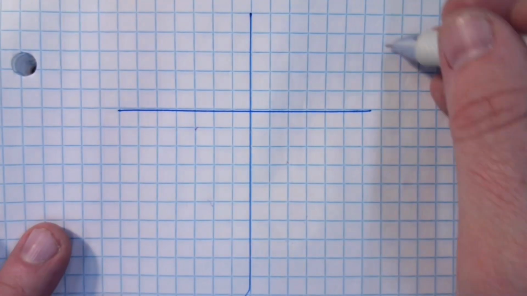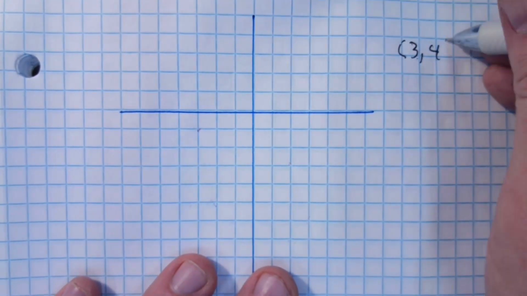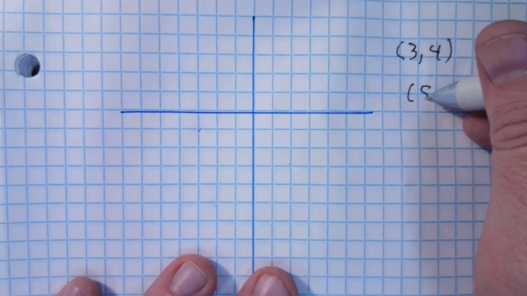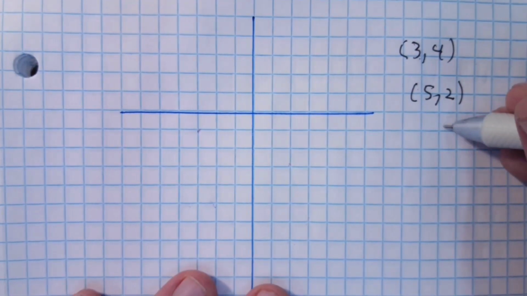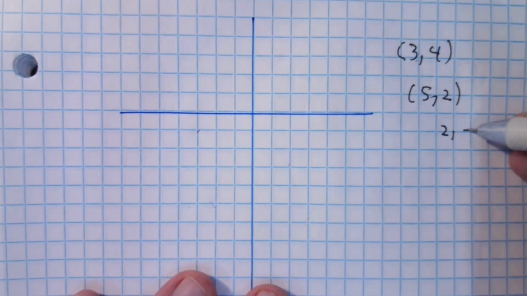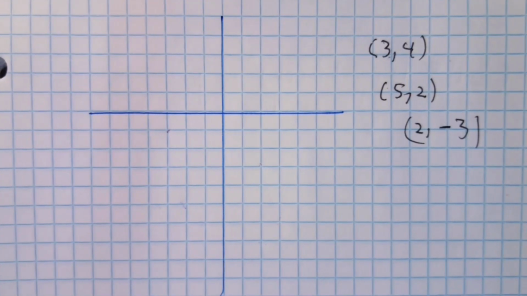So let's look at this problem right here. 3, 4, 5, 2, and let's call it 2, -3. Let's graph this triangle, and then we're going to do something with it. And I'm going to use the magic of technology.